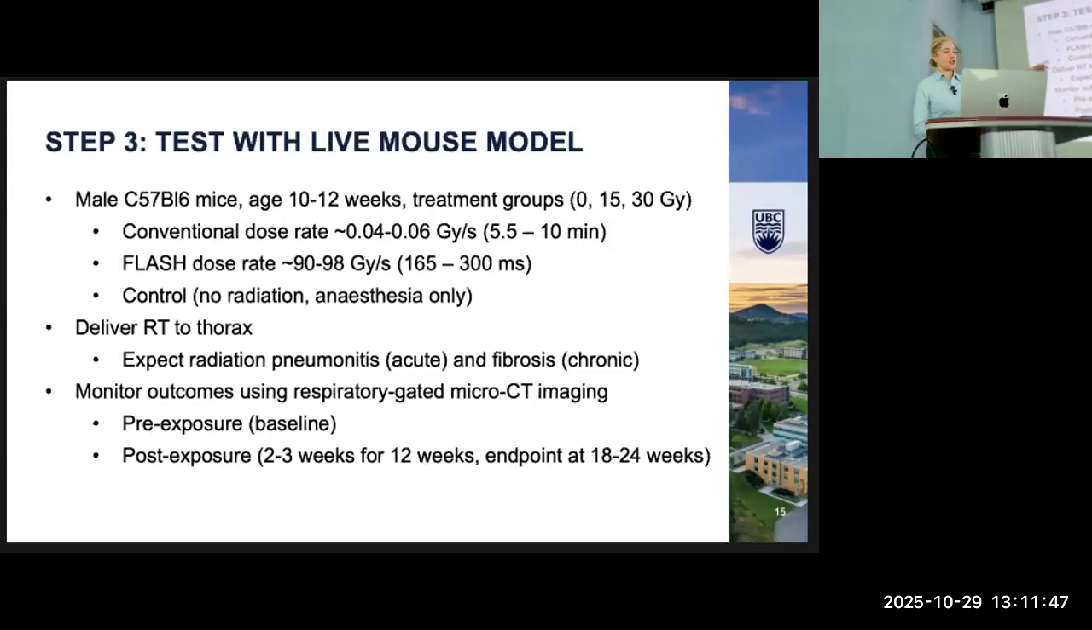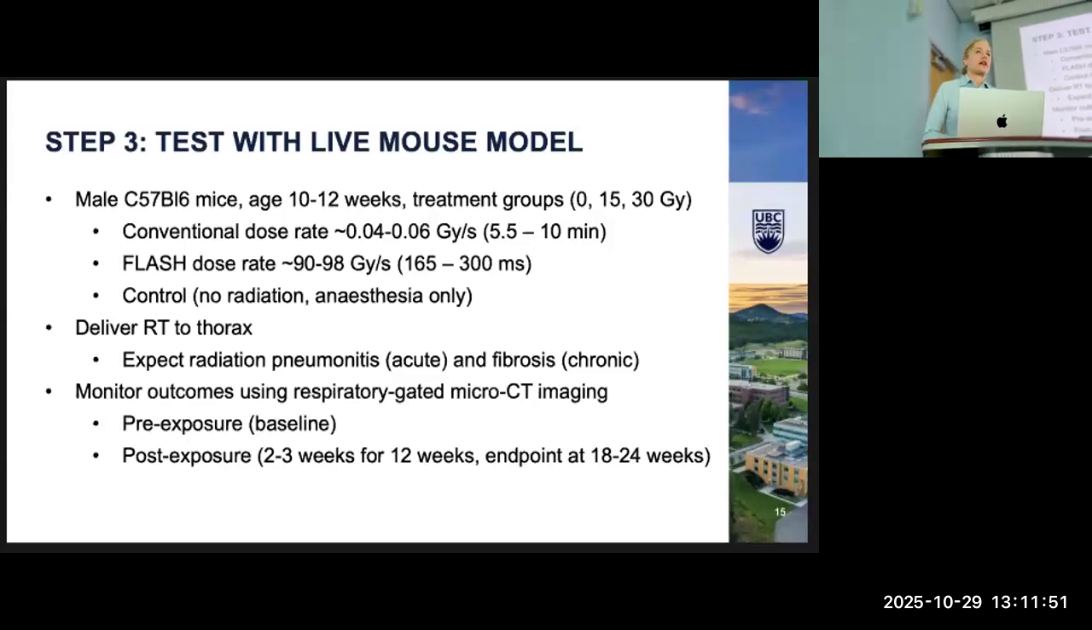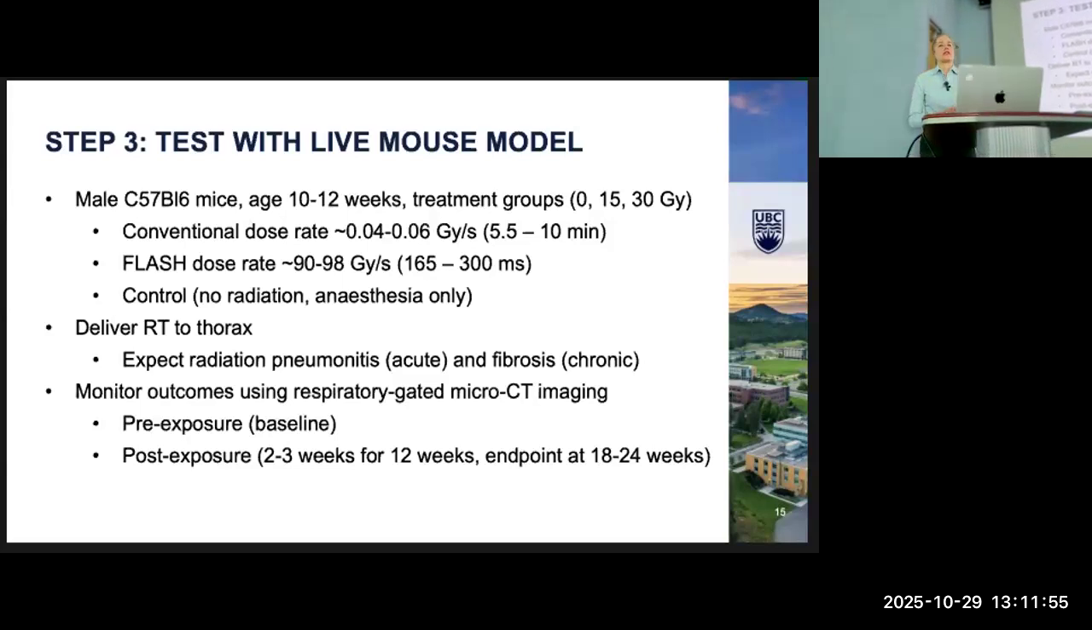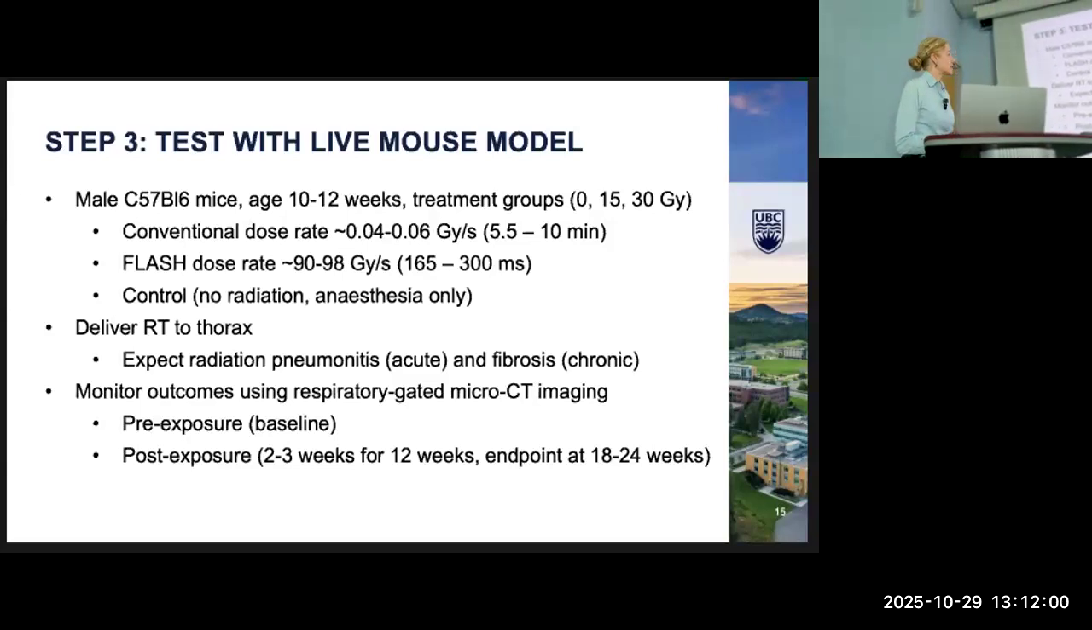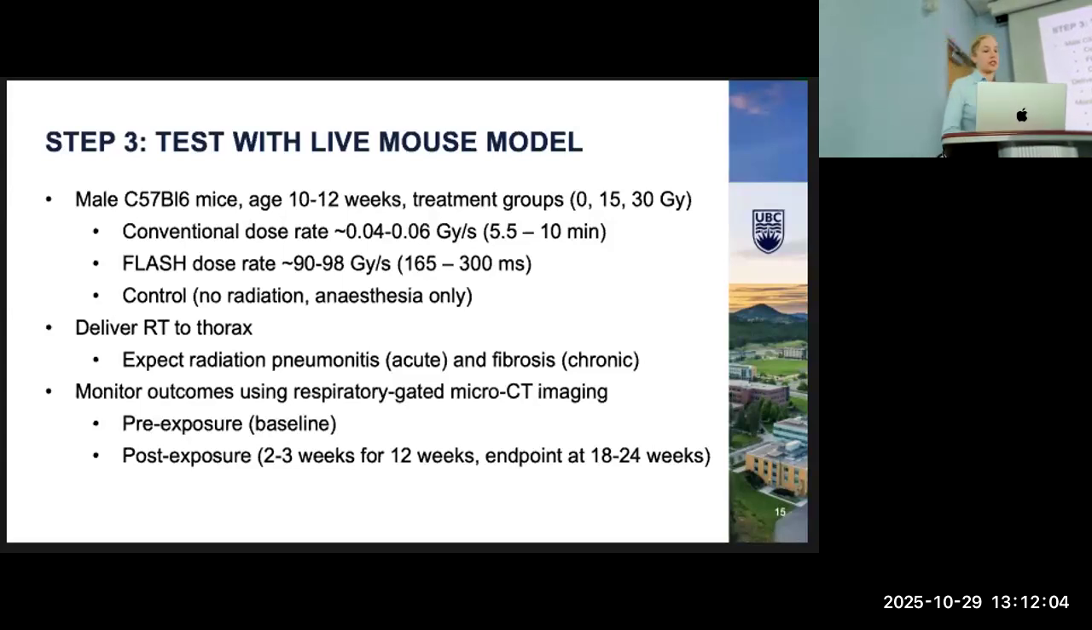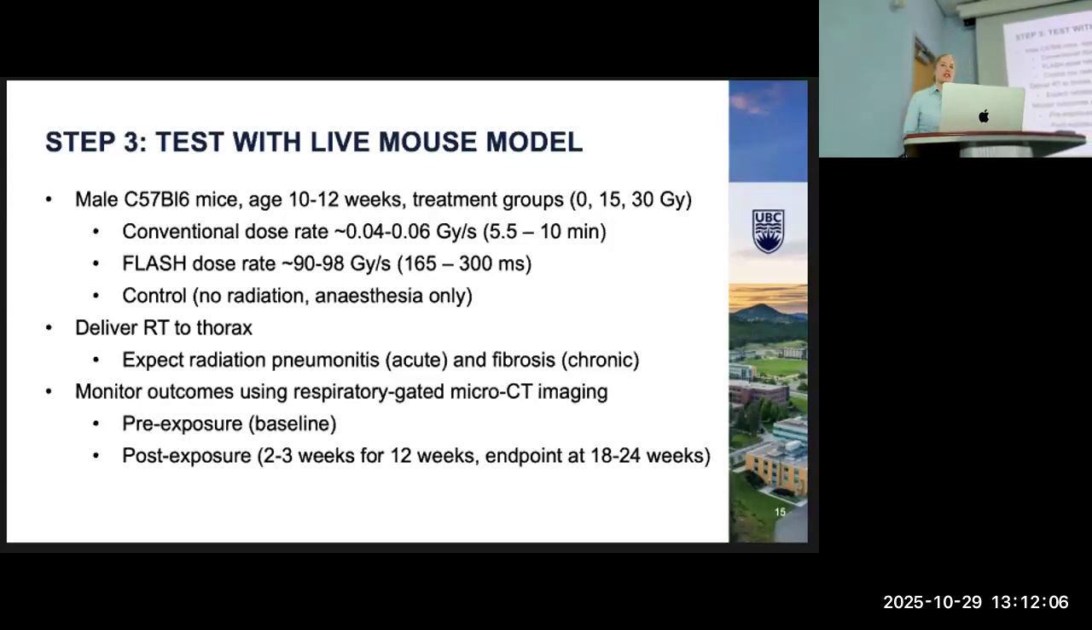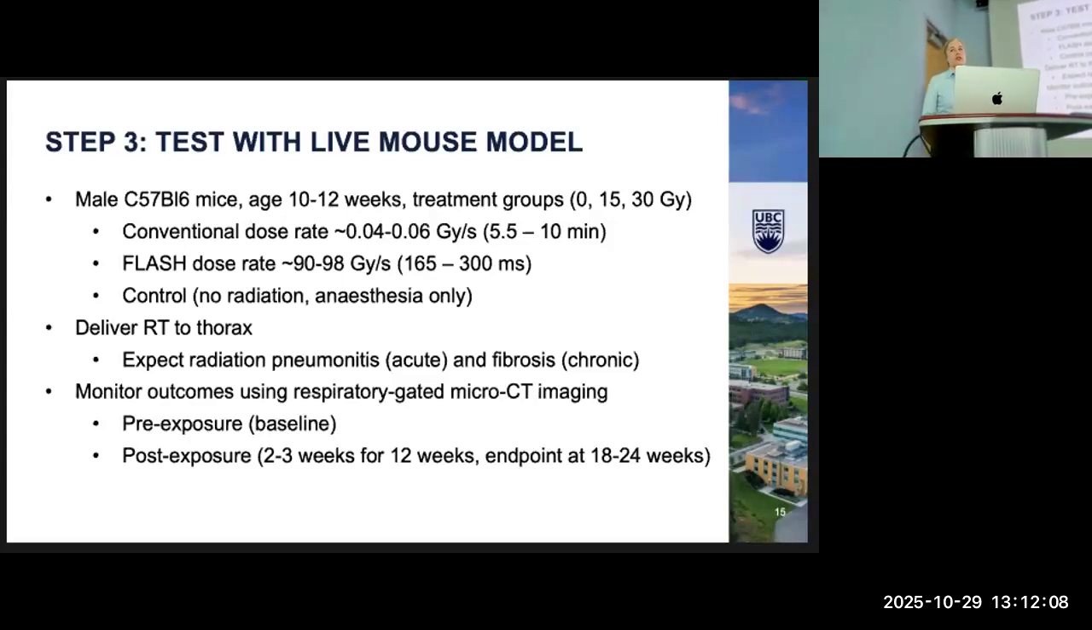You can see the flash dose rate that we achieved was nearly 100 gray per second. We were able to take something that would take 5 to 10 minutes and deliver that in about 1/3 of a second. So very fast. We expected radiation pneumonitis would be an acute early stage, and that the fibrosis would be more chronic, and so that would occur later on.